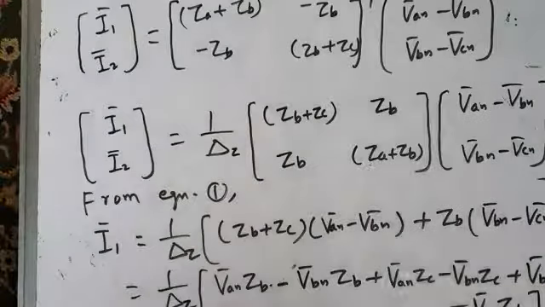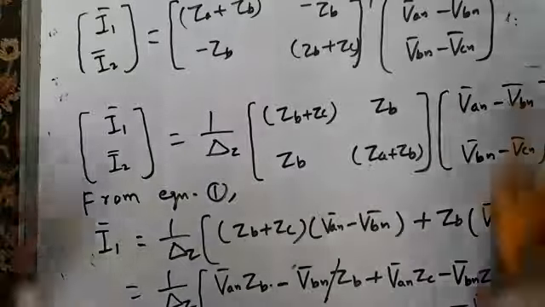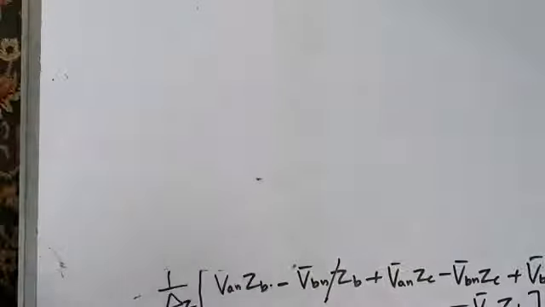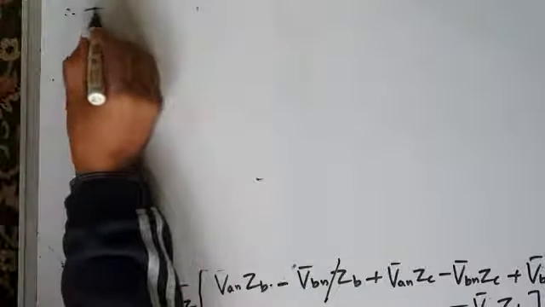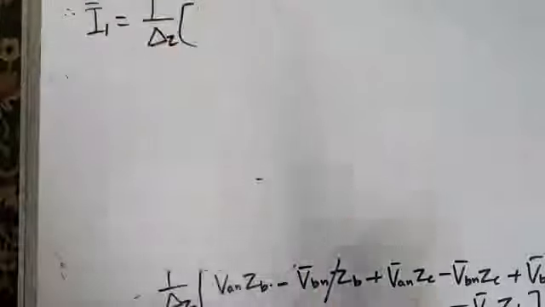Okay, this is it. So this is minus VBN ZB, this is plus VBN ZB, so they cancel out. So therefore what will you get? So therefore you will get mesh current I1 equal to 1 by delta Z times, let me take VAN out.